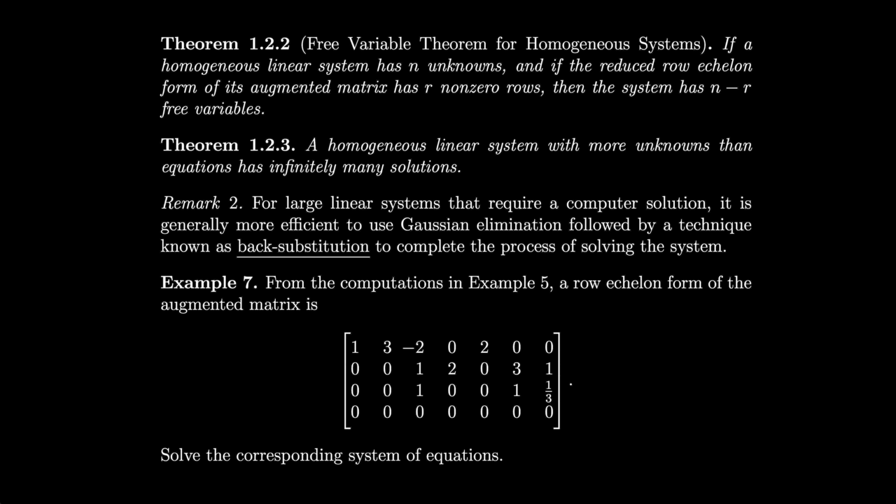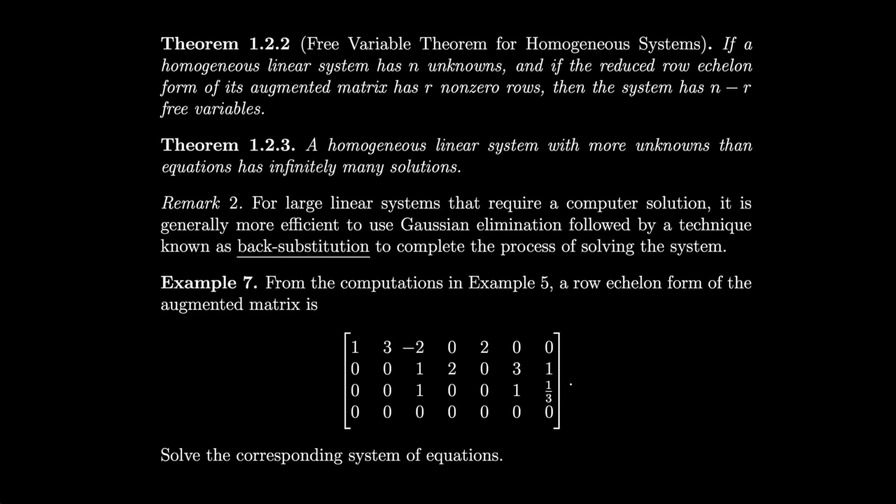Next up, the free variable theorem for homogeneous systems. If a homogeneous linear system has n unknowns, and if the reduced row echelon form of its augmented matrix has r non-zero rows, then the system has n minus r free variables. Should kind of make sense that you'll end up with the free variables for your zero rows, you know?